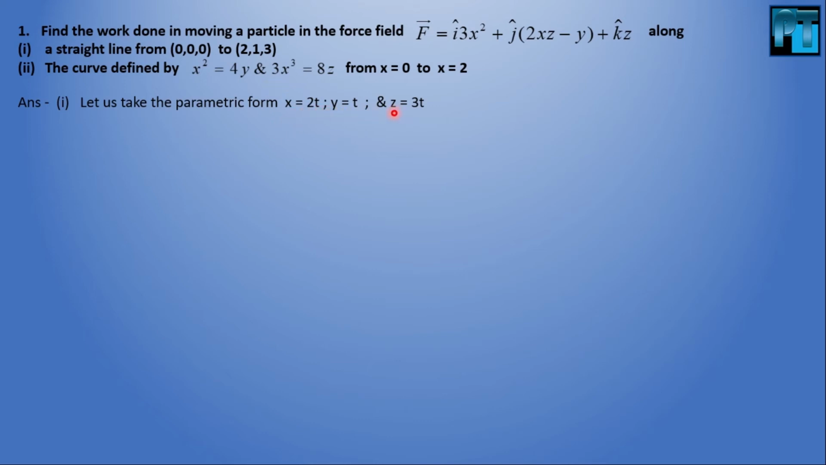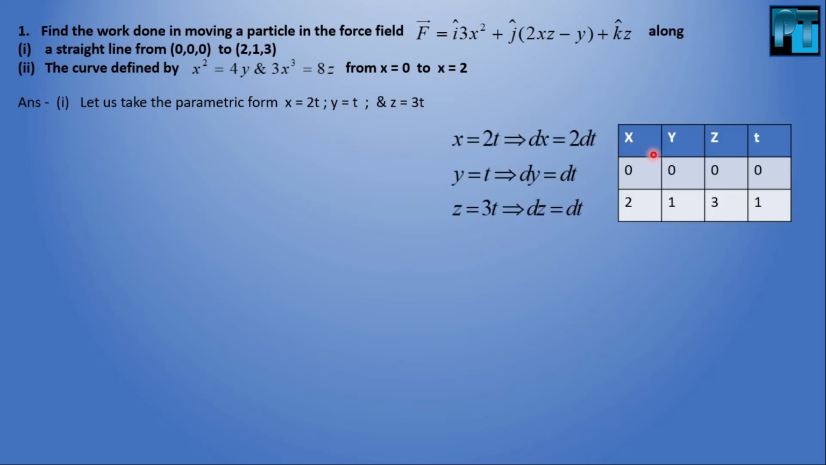Now it's time to put in this parametric form and convert the initial and final point limits to our t limits. See, x, y, z are 0 and t equals 0. Now put x equals 2, so t equals 1; y equals 1, so t equals 1; z equals 3, so t equals 1. Hence the limit of t is 0 to 1, and as we have x equals 2t, we can derive dx, dy, dz like this. So every variable is now converted to the parametric variable.